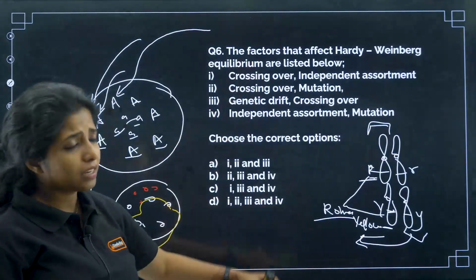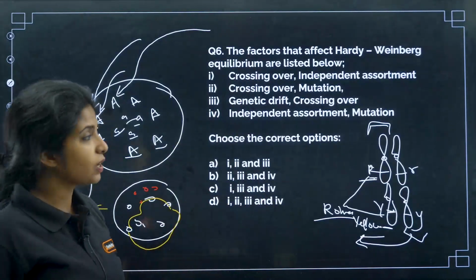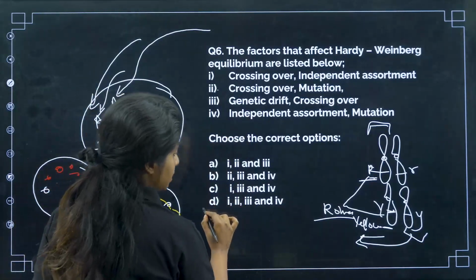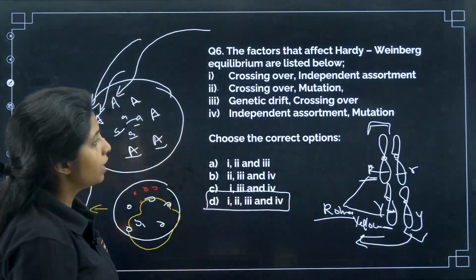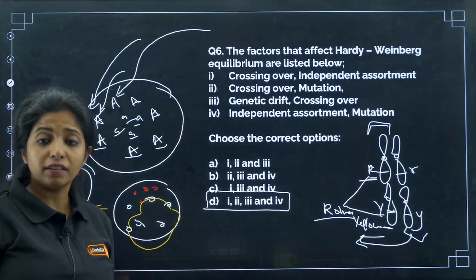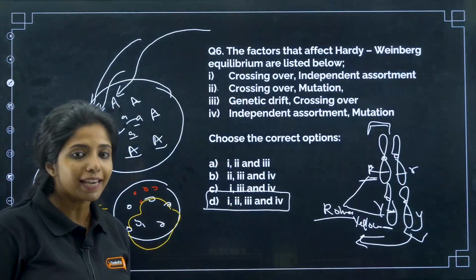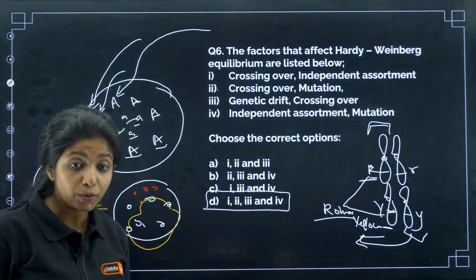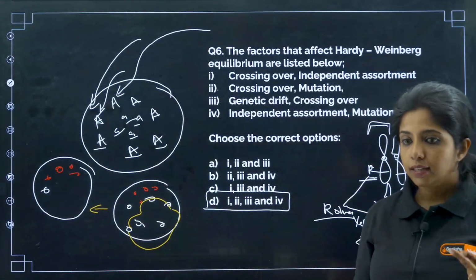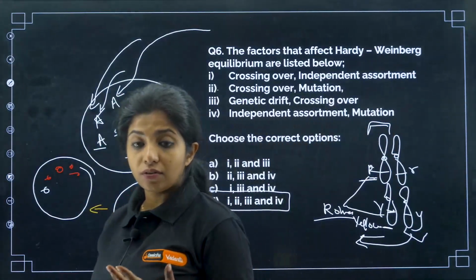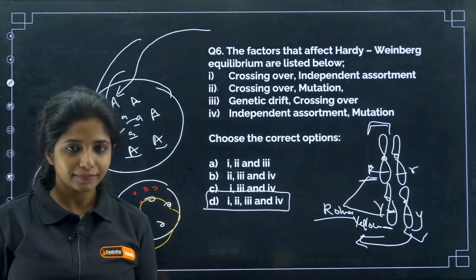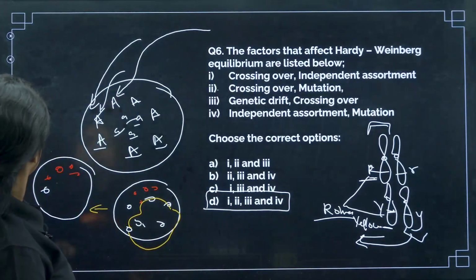So anything that is mentioned over here can be a reason. So I will say 1, 2, 3, 4, everything is correct. Every option that you see over here is correct. All of them are the factors that affect the Hardy-Weinberg equilibrium. So you should know about the factors: genetic drift, gene flow, mutation, crossing over, and natural selection. All these are the factors and you should know about all of them. Cool. Next question.